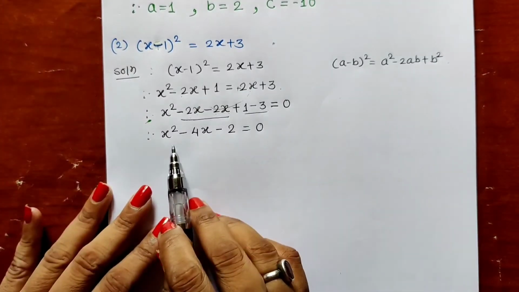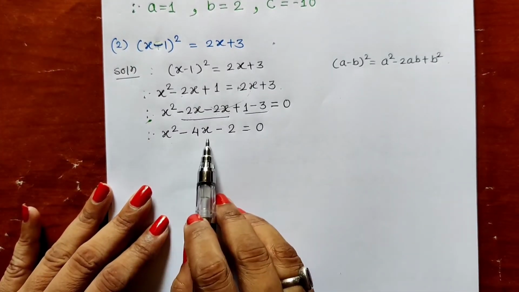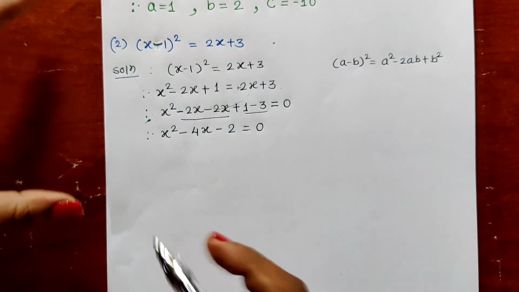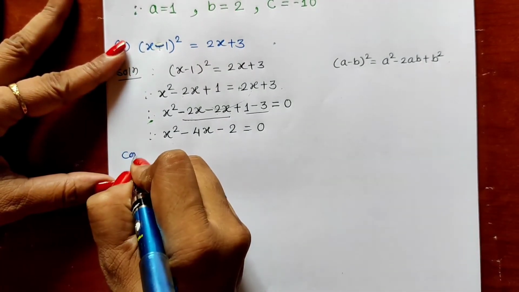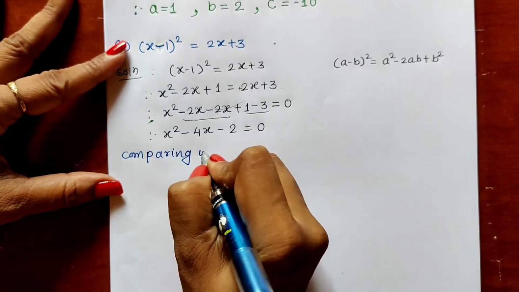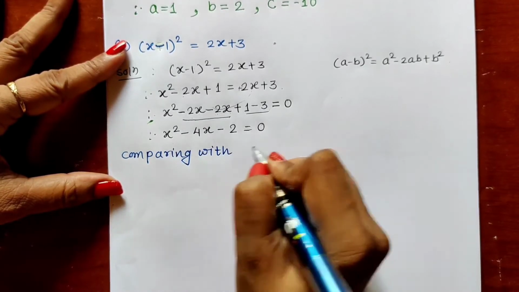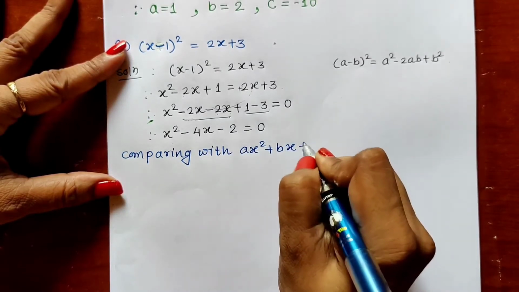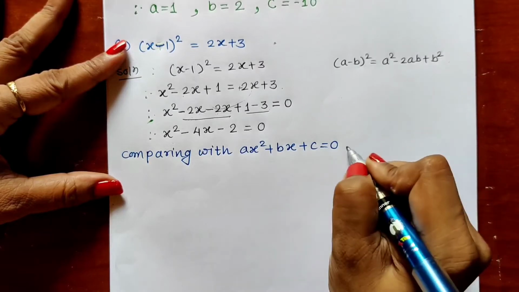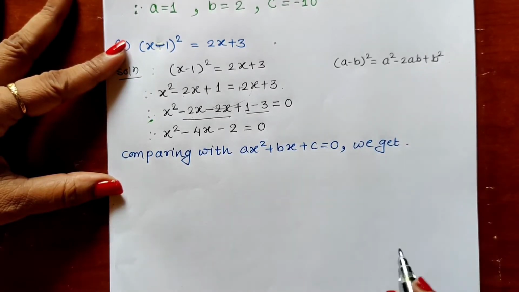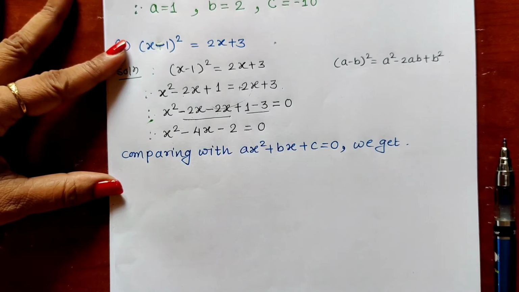Now you all can see it is in the proper format, ax square plus bx plus c. So let us compare. Comparing with ax square plus bx plus c equal to 0, we get, what do we get? A value, b value and c value.